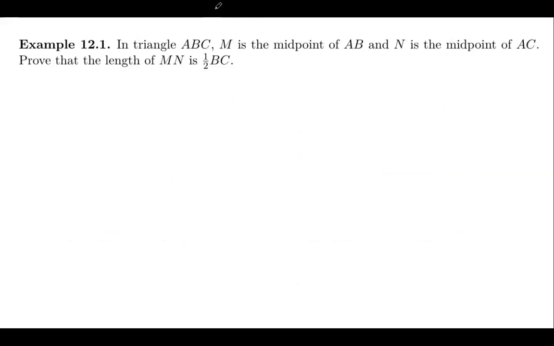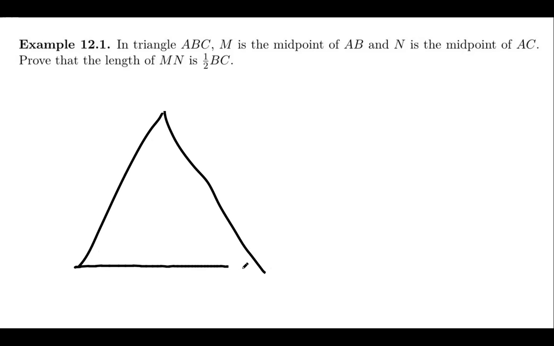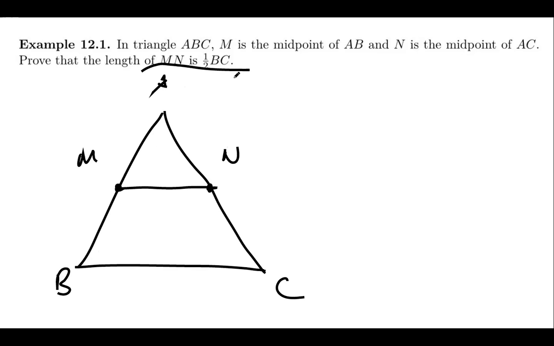And we'll go over this example now with the mid segment of a triangle. So let's say we have triangle ABC. M is the midpoint of AB and N is the midpoint of AC. And it wants us to prove that the length of MN is half BC.